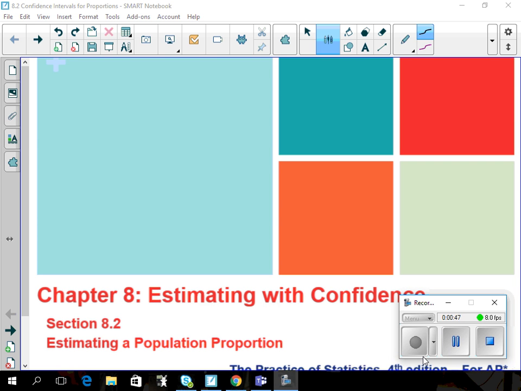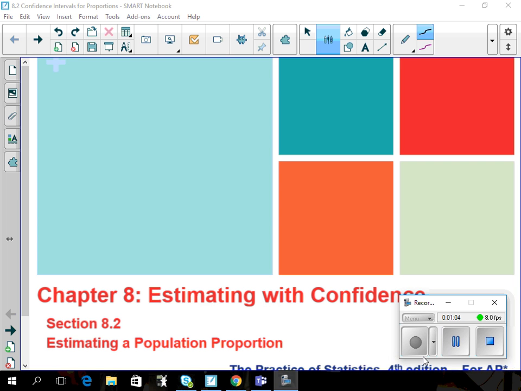When I was looking at some of your quizzes from last class, the multiple choice part where it talked about the difference between a parameter and a statistic, quite a few of you got that wrong. So we really need to make sure when we get those back that we look at that and truly understand the difference, okay?